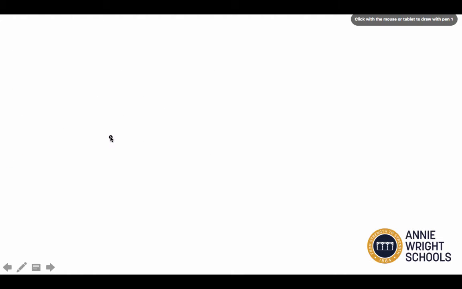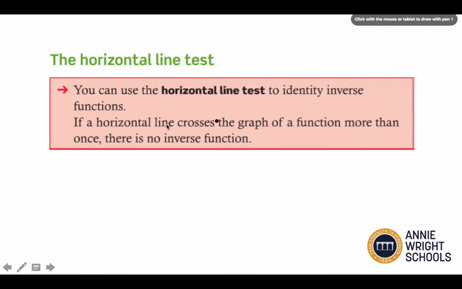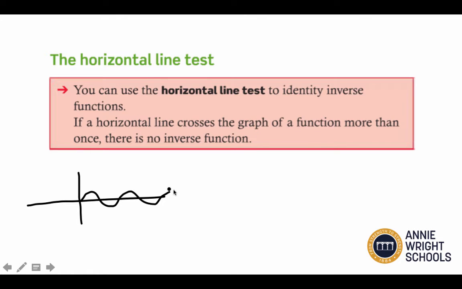So the horizontal line test is the idea that if a horizontal line crosses the graph of a function more than once, then there's no inverse. That is technically true, but there's a way that for functions that are going to fail the horizontal line test, we make them pass it. So a great example is the sine function. The sine function looks like this, and it goes on forever in each direction. Pretty clear that that fails the horizontal line test.